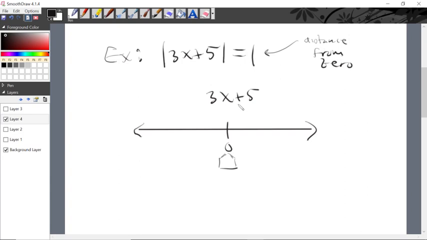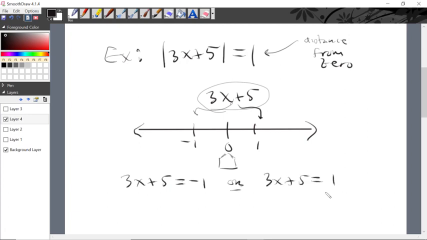That means either 3x plus 5 is at, I'm saying it lives at home, but it is currently at either the location positive 1 or the location negative 1. That way 3x plus 5 is exactly 1 unit away from 0. Let's transform this geometric interpretation back into a symbolic one. Either 3x plus 5 is equal to negative 1 or 3x plus 5 is equal to positive 1.